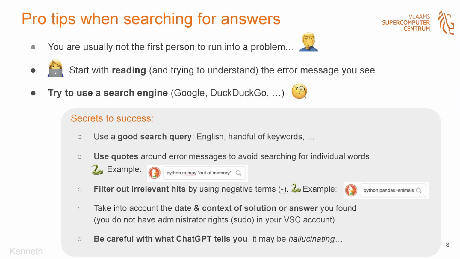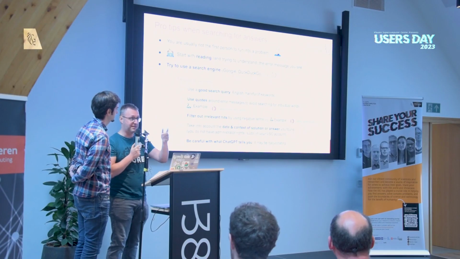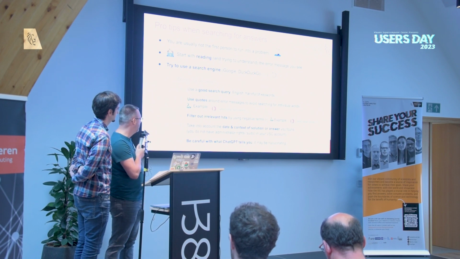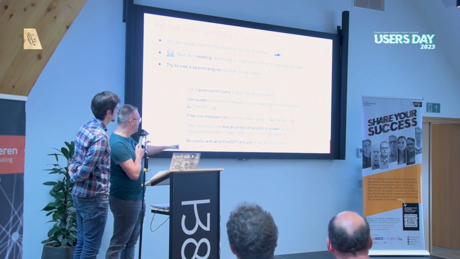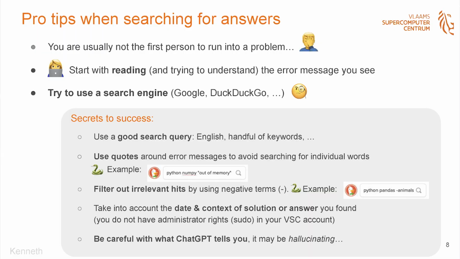One very key thing that many people don't seem to know, if you have an error message, like here, "out of memory", put quotes around the out of memory. So Google or DuckDuckGo treats it as a whole thing. It doesn't look for out and of and memory separately, and then God knows what it will find. So that can be very useful. You can also filter out irrelevant hits by using negative terms with a dash. So the example there is we're looking for help for Python pandas, and we don't really care about animals. We do dash animals to kick out these results. You would be surprised how much better the results are if you start doing things like this.